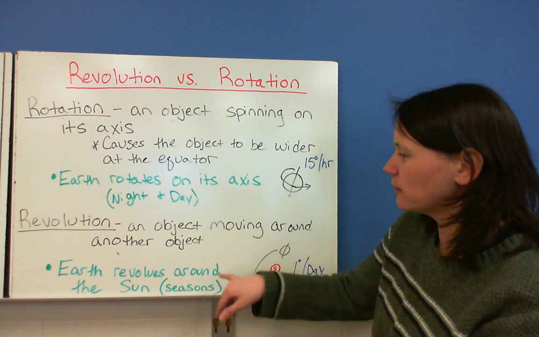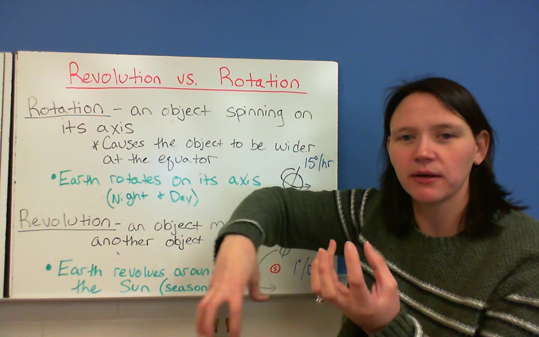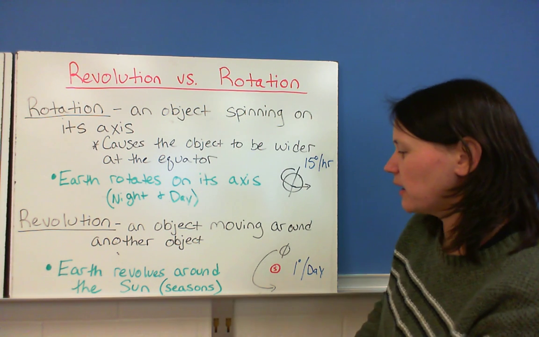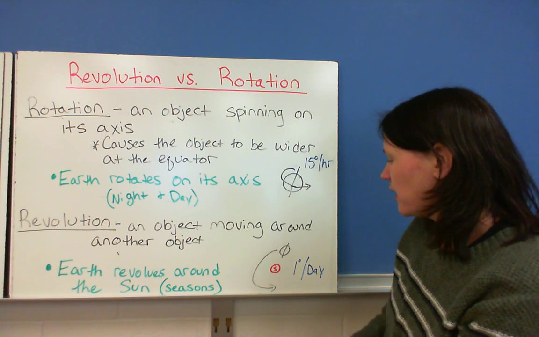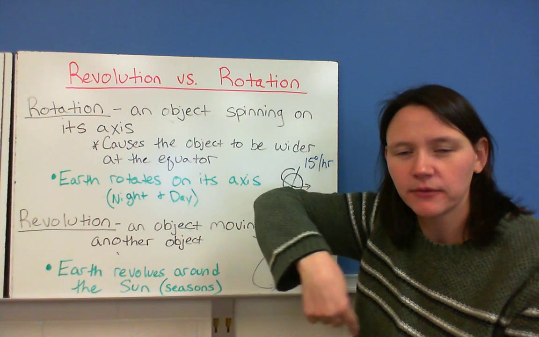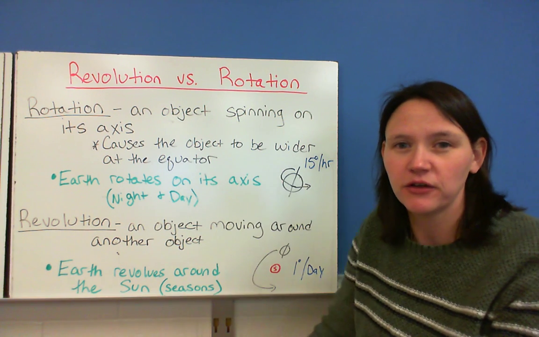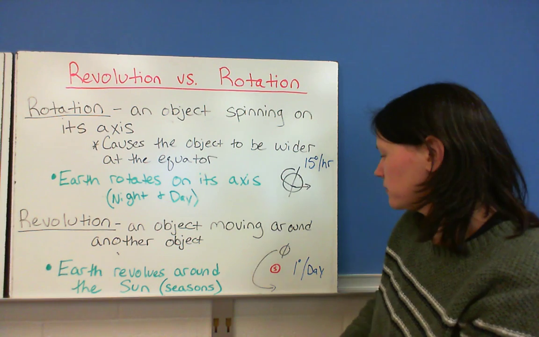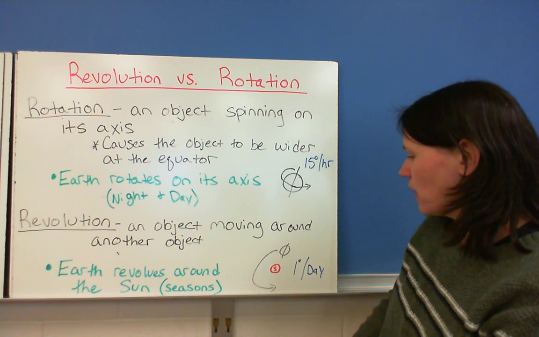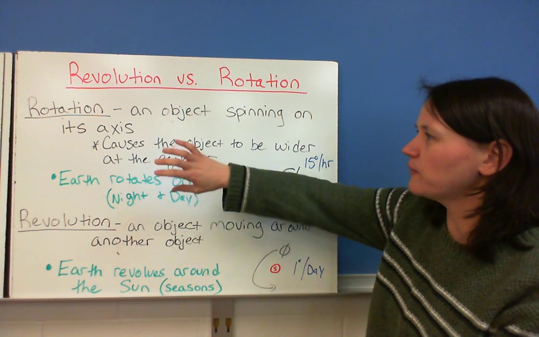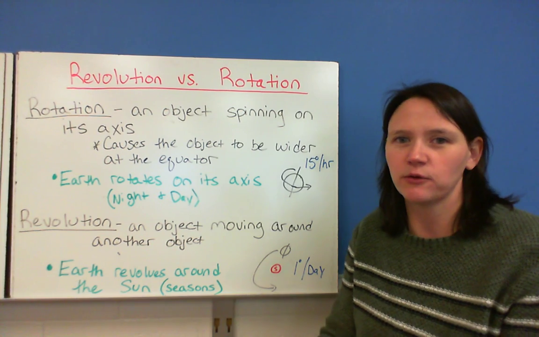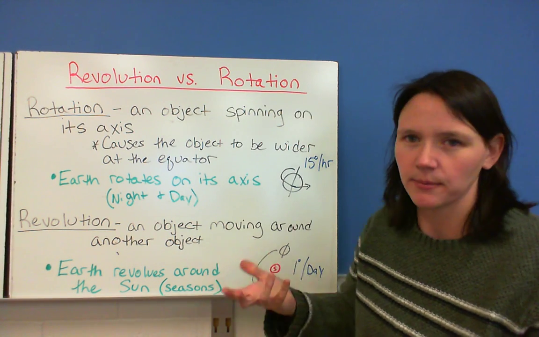Now, revolution is an object going around something else. So the Earth revolves around the sun, and that is what causes our seasons. And that happens at a rate of 1 degree per day. Okay, it's going around in about 360 degrees, and it takes about 1 degree per day for it to get around completely. So that's where we get the rate of 1 degree per day. So be very careful, make sure you understand the difference between these two, and take your time when you're trying to explain these two concepts. Don't get them confused.